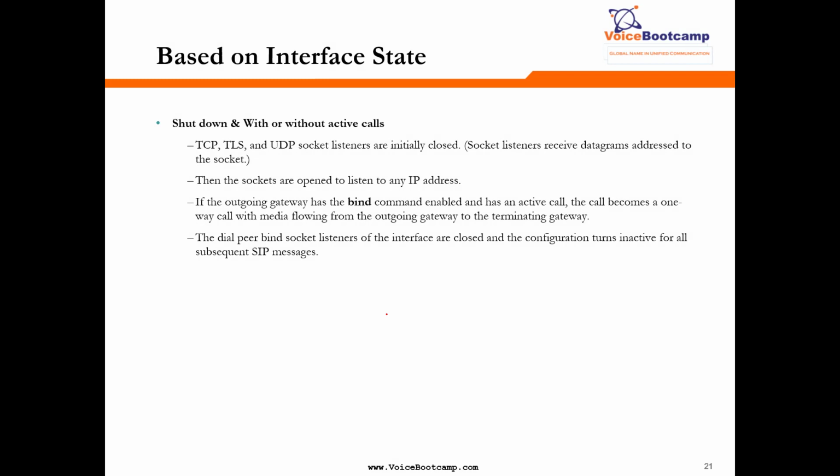Now what happens if you bind it to an interface and that interface is down? If you shut it down, with or without an active call, the TCP, TLS, and UDP socket listeners are initially closed. The socket listeners receive datagrams addressed to those sockets. Then the sockets are opened to listen on any IP address. If the outgoing gateway has a bind command enabled and has an active call, the call becomes a one-way call with media flowing from the outgoing gateway to the terminating gateway. The dial pair bind socket listener of the interface is then closed, and the configuration turns inactive for all the subsequent SIP messages.